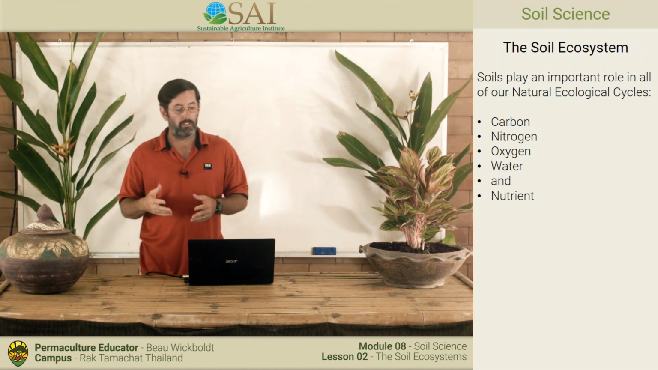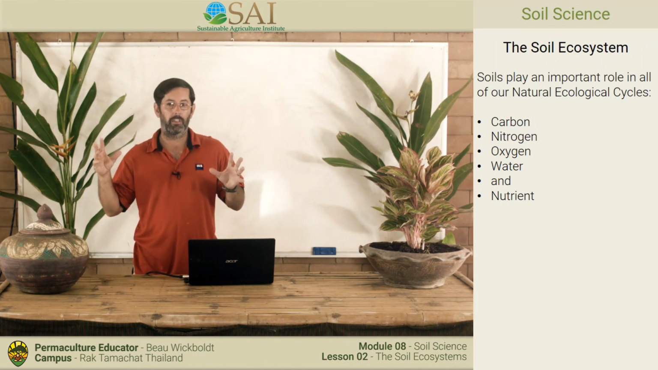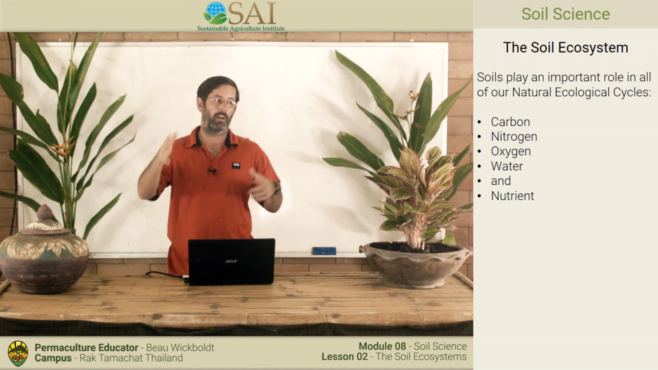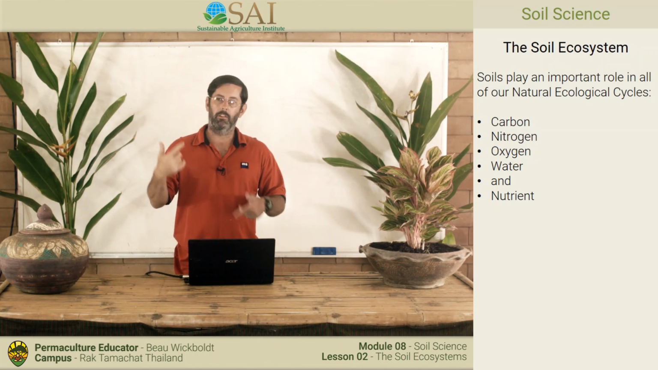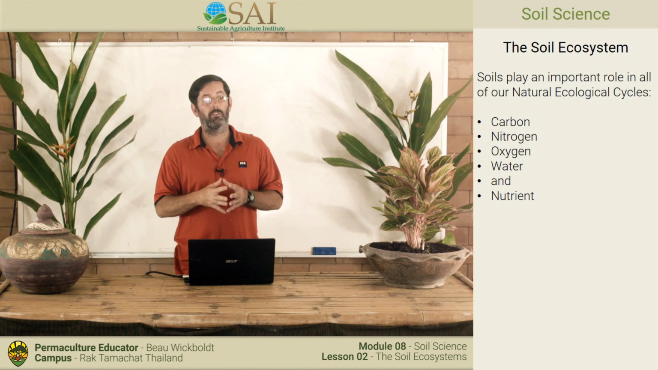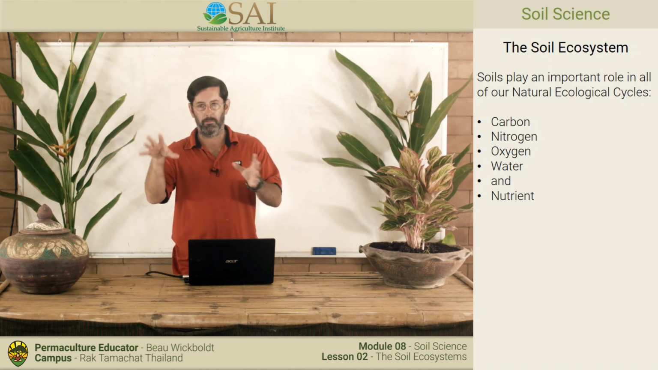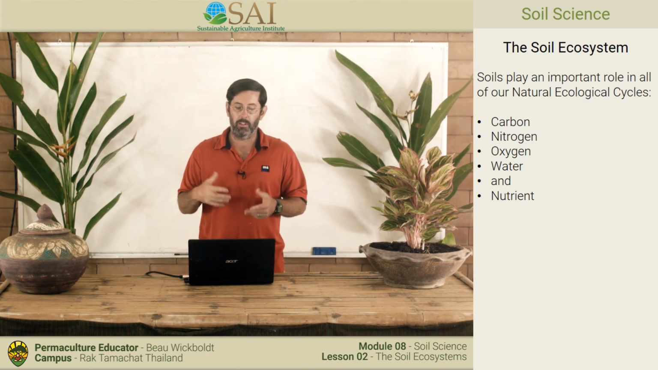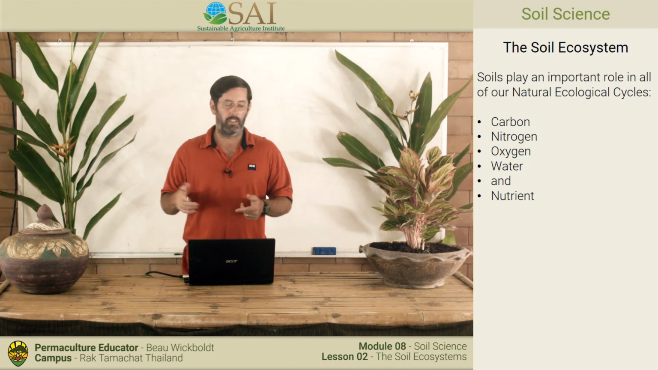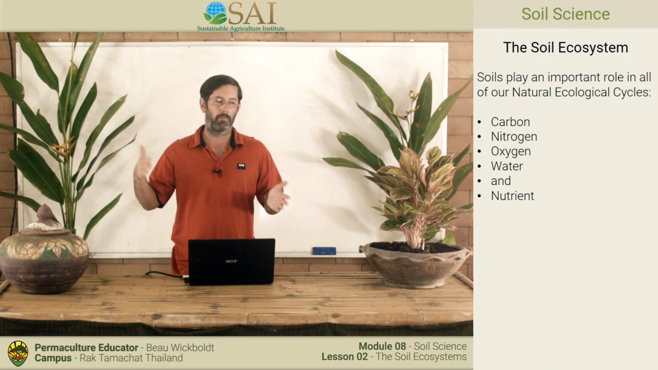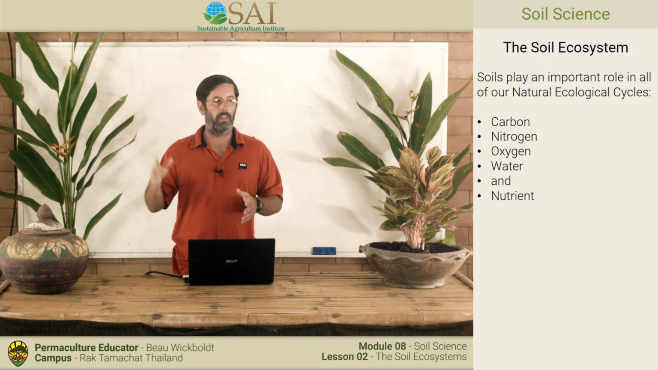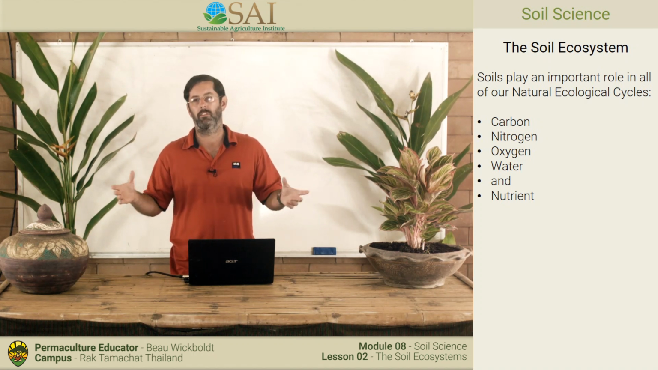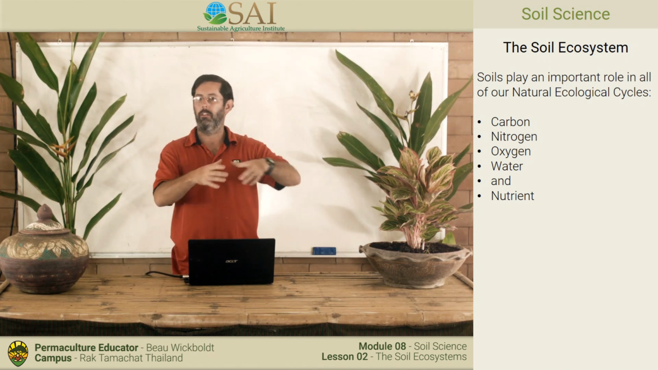So the soil ecosystem basically has some very critical cycles that we're going to focus on, but there are what they call macronutrients, we're going to see, and micronutrients. The macronutrients are the most prevalent, and the micronutrients are also necessary, but you don't see them as much. So the soil plays an important role in all of our natural ecological cycles, the carbon cycle, so we can talk about that from a global warming standpoint, the nitrogen cycle, oxygen, water, and the total, what we're going to describe as a nutrient cycle. So these bigger ones, and then nutrients.